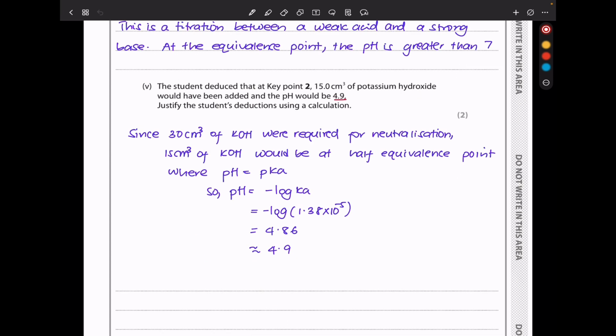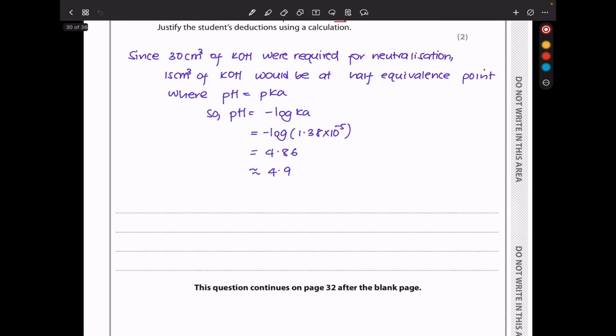And next I say the student deduced that at key point 2, 15 centimeters cubed of potassium hydroxide would have been added and the pH would be 4.9. Justify the student's deductions using a calculation. Remember, a neutralization required 30 centimeters cubed. So if 15 centimeters cubed have been added, that is half of the neutralization. So here at this point, pH is equal to pKa, and the pH is going to be the negative log of Ka, which is the negative log of 1.38 times 10 power negative 5, giving us 4.86, which is approximately 4.9, as in the question.